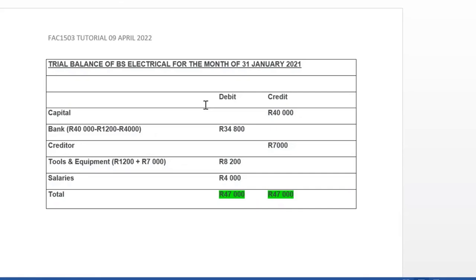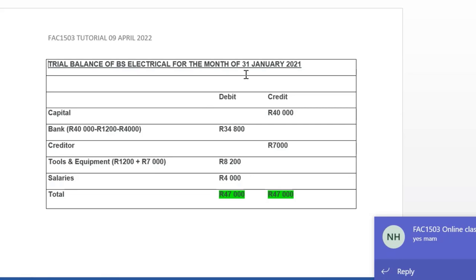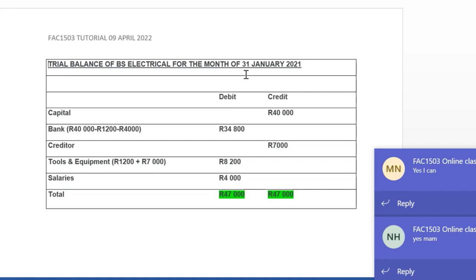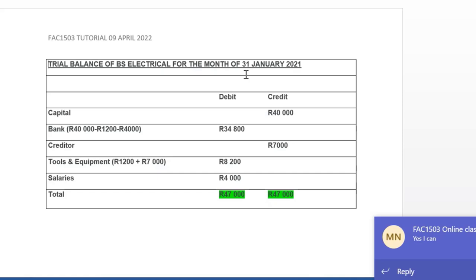Guys, I just shared a trial balance. Can you see it? Those who need clarity regarding the trial balance, this is what I'm talking about. So remember when I said in point number four, which account do you debit, which account do you credit in the general ledger and the trial balance?